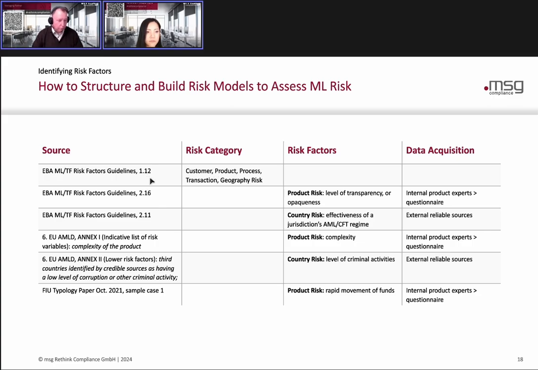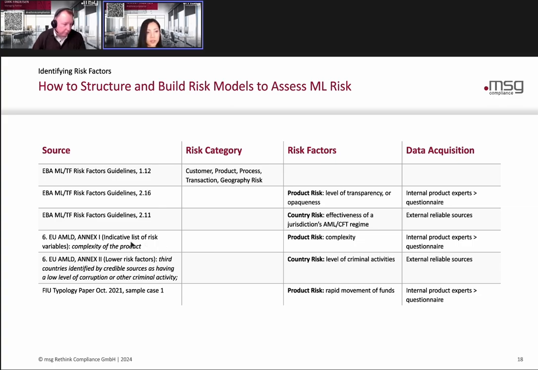This can be found, for example, in the EBA risk factors guidelines, but also in the same guidelines, you can find relevant risk factors related to product risk or to country risk. For example, the level of transparency of a product provides you a hint of whether it's a higher or lower money laundering risk, as well as the effectiveness of a jurisdiction's AML and CFT regime. Of course, it's an indicator for the risk level of the specific country.